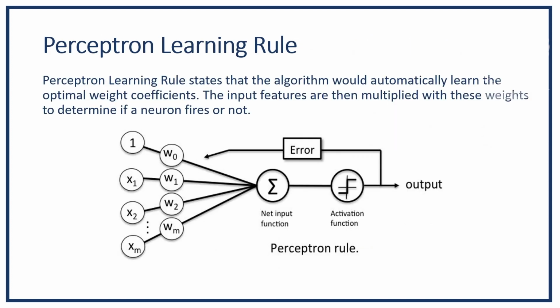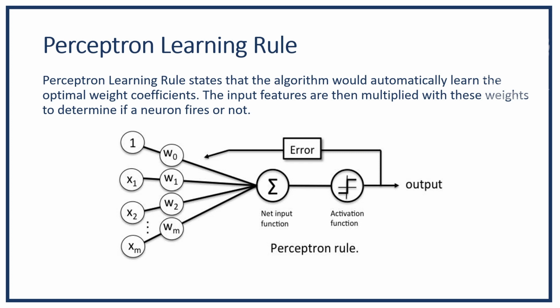Perceptron learning rule states that the algorithm would automatically learn the optimal weight coefficients. The input features are then multiplied with these weights to determine if a neuron fires or not. The perceptron receives multiple input signals, and if the sum of the input signals exceeds a certain threshold, it either outputs a signal or does not return an output. In the context of supervised learning and classification, this can then be used to predict the class of a sample.